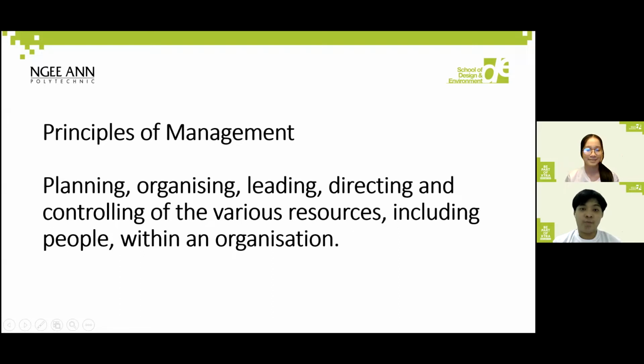Under this module, we learned about planning, organizing, leading, directing, and controlling of the various resources, including people, within an organization. So today we'll be sharing with you a mini lesson which is about managers' appropriate use of power and influence. So without further ado, let's get started.